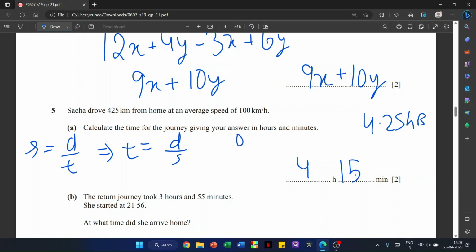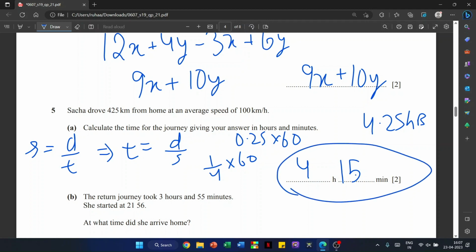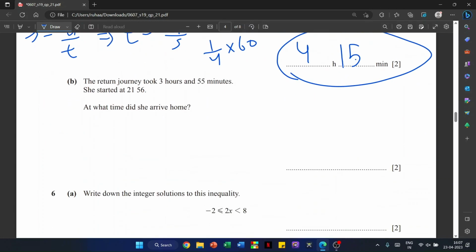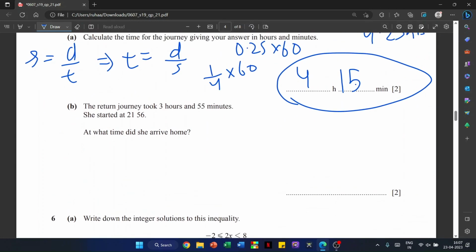You can just do 0.25 into 60 or 1 by 4 into 60. This is going to give us 15 minutes because 15 into 4 is 60. So there you go. 4 hours, 15 minutes is nothing but 4.25 hours. Now, the return journey took 3 hours and 55 minutes. They started at 21:56. At what time did they arrive home?